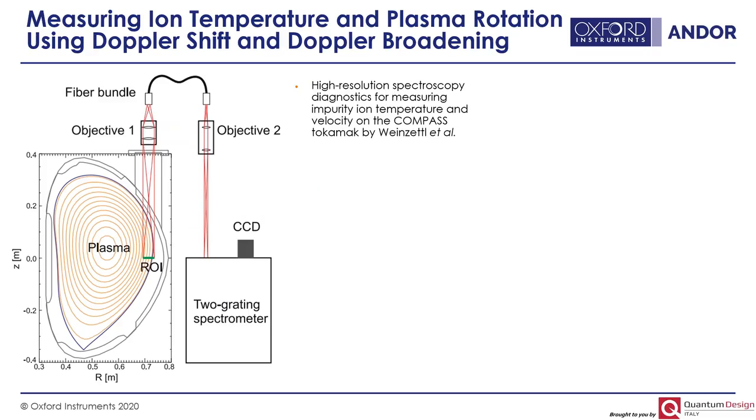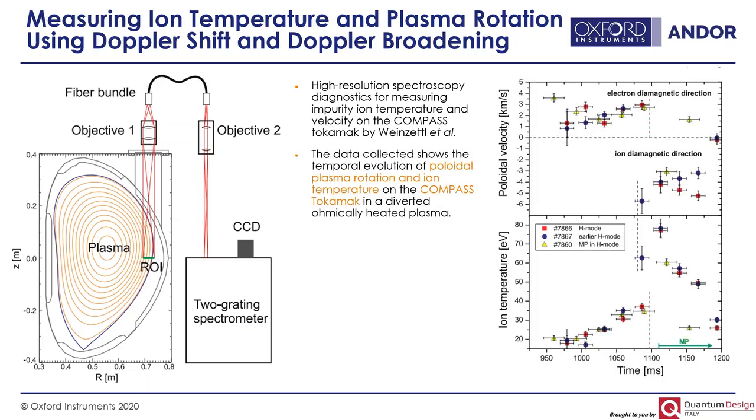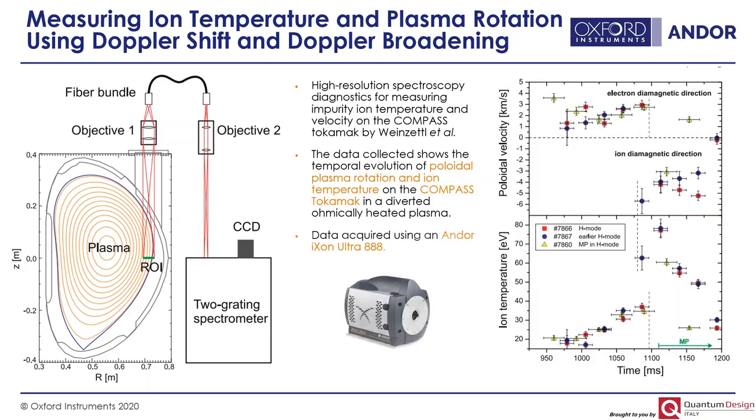This was at the COMPASS tokamak, and as you can see, they had their light coming in through their plasma, and they ran it through two objective lenses into a two-grating spectrometer coupled to an Andor EMCCD camera. From the data they collected, they showed the evolution of plasma rotation and ion temperature and how that changed over time within their tokamak. As I mentioned, this was captured using an Andor EMCCD camera for its extra sensitivity.